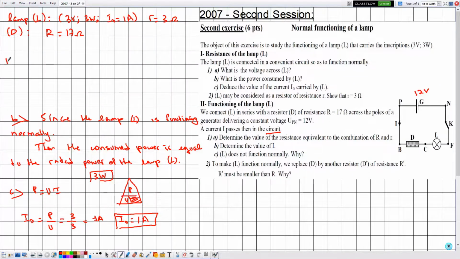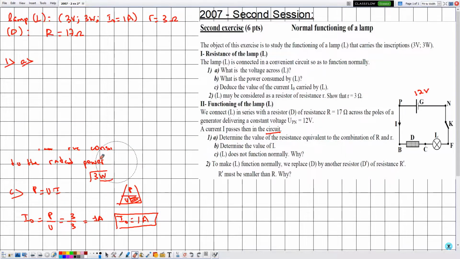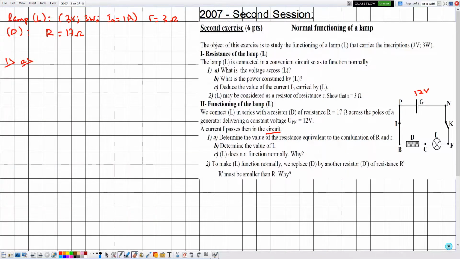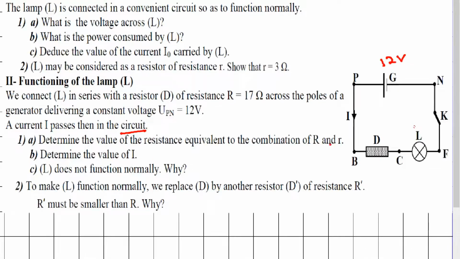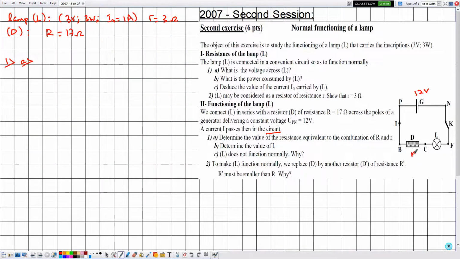Now part 1, part A. Determine the value of the resistance equivalent to the combination of r and R. Now small r represents the resistance of the lamp L and capital R represents the resistance of the resistor D. They are asking me to calculate the value of the resistance equivalent to the combination of r and R. First, let's mention that D and L are in series.